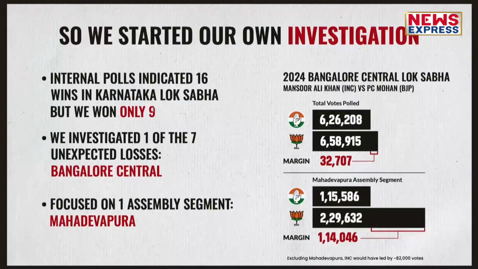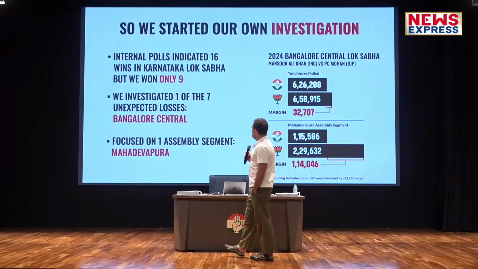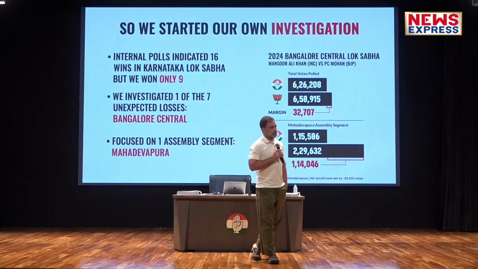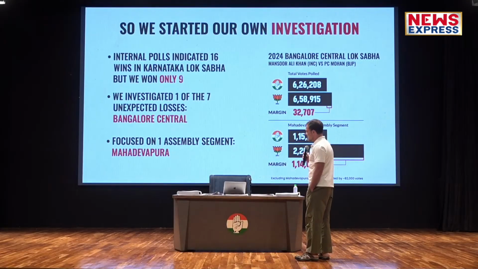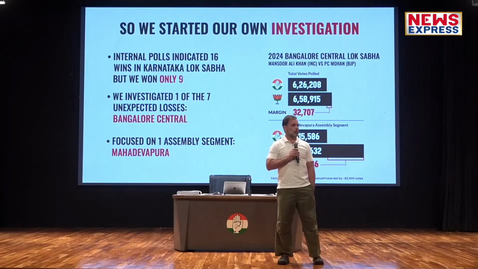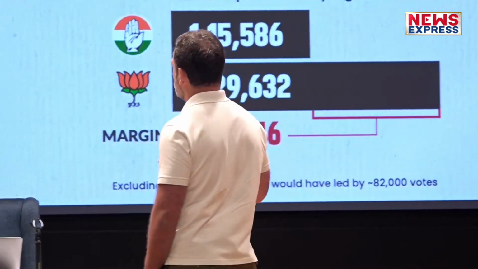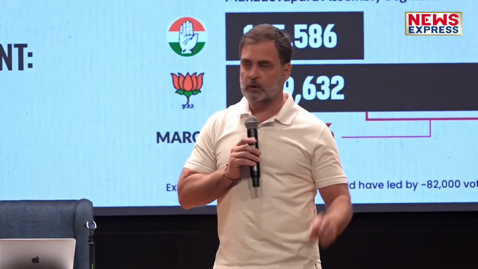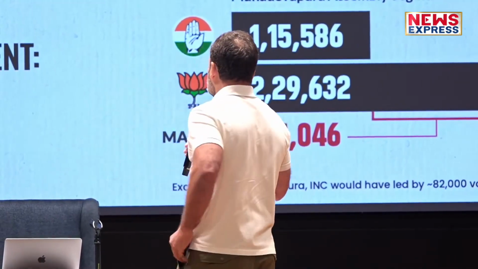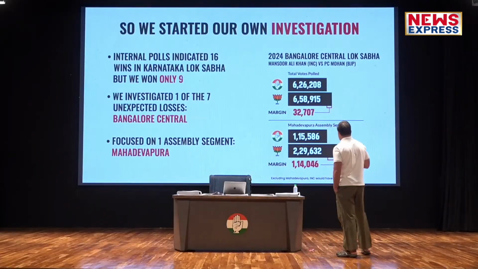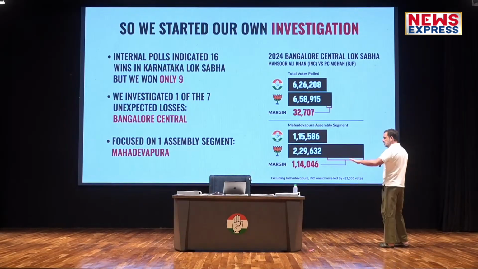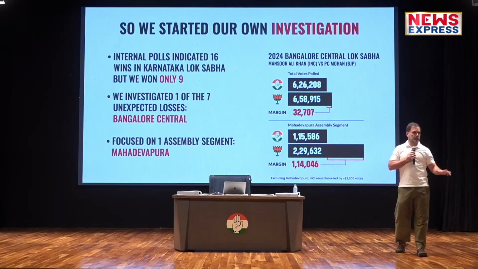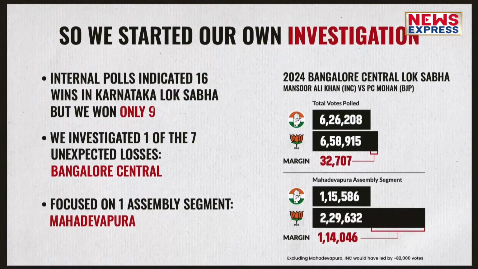And so here is what we did. Our internal polling told us that we were expected to win 16 seats in Karnataka, and we won 9. So we then focused on the 7 unexpected losses, and we chose 1 Lok Sabha, and out of that Lok Sabha, our team said, we can only do 1 Vidhan Sabha. And so we chose 1 Vidhan Sabha, focused on Mahadevapura. And here's the broad maths. All the data that we have here is 2024 data from the Election Commission. Everything that we have here is their data. They have given it to us. Okay. In this form.